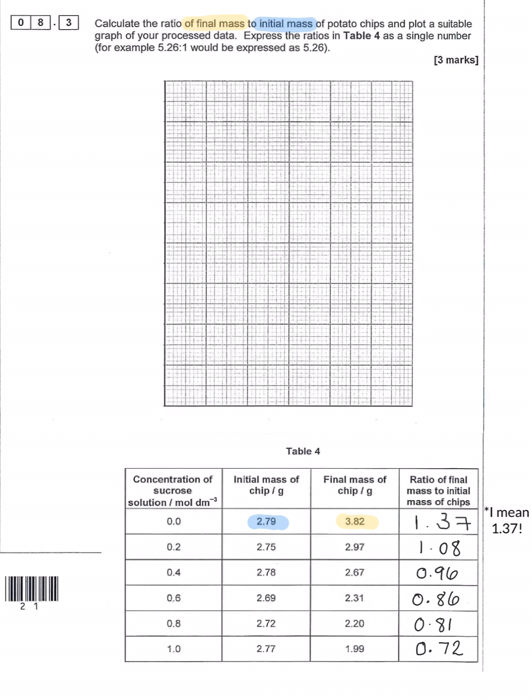it has lost mass. A ratio of final mass to initial mass of chips of 1 would mean that the chip had not gained mass or lost mass. It stayed exactly the same. Okay, so let's plot this data.